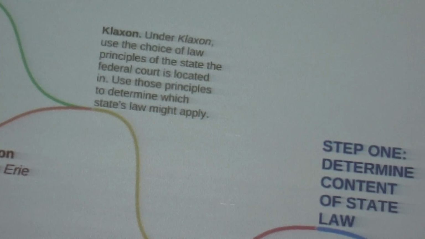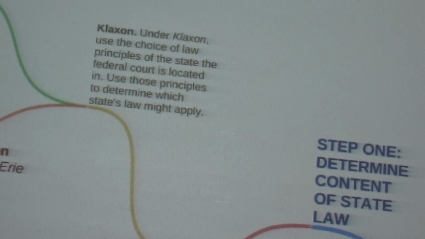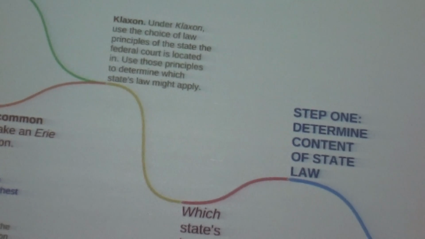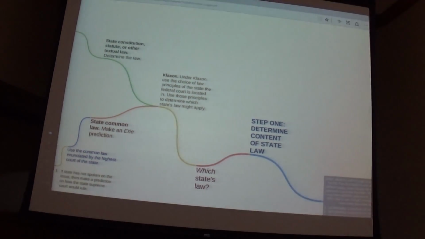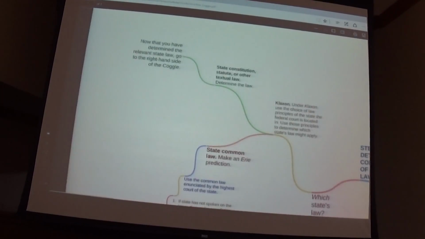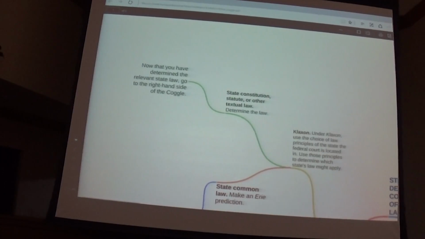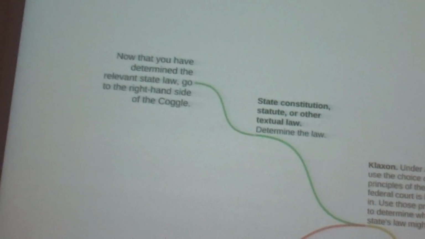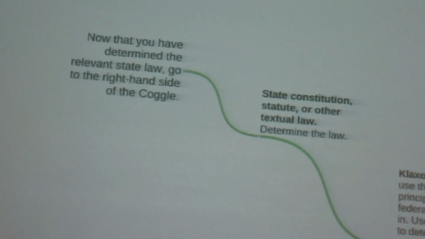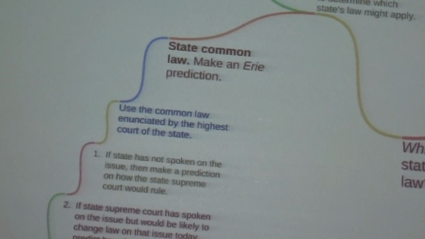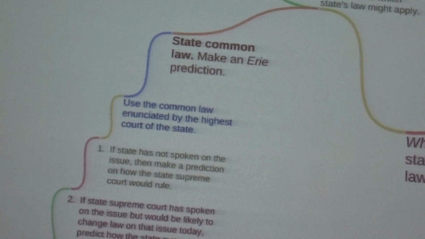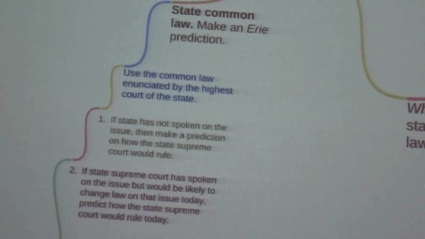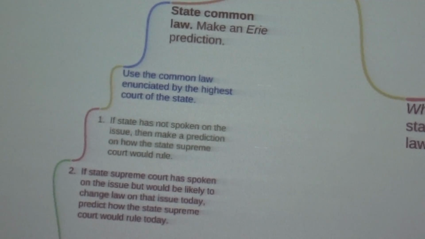Once you figure out what the choice of law principles are for that state, then you can figure out which state's substantive law would apply. Now, it might just be a state constitution or statute or other textual law. If that's the case, now you know your law and you go to the right-hand side of the coggle. But what if the relevant state's law is common law? Well, then you have to make an Erie prediction.